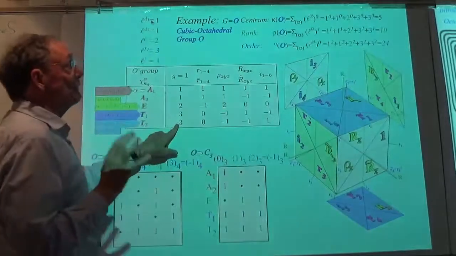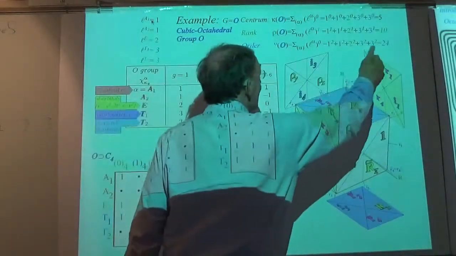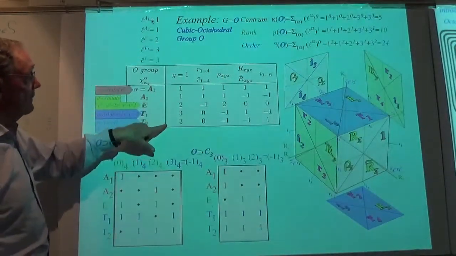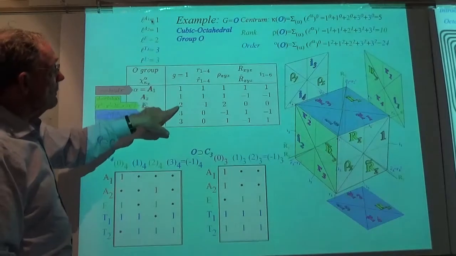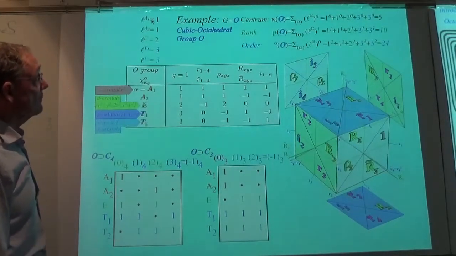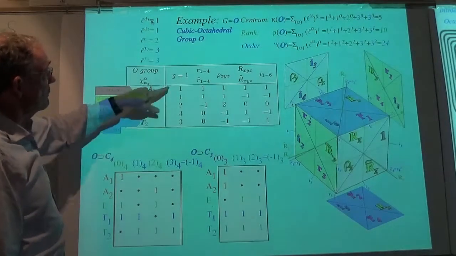That's the rank of this group. And then the order is the sum of the squares. This is something we could have checked while we were making the character table earlier. So 1 squared plus 1 squared plus 2 squared plus 3 squared plus 3 squared is the order of the group, 24 for octahedral symmetry. Given these dimensions, you see, the first column.